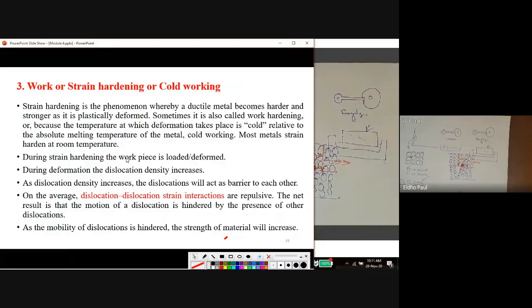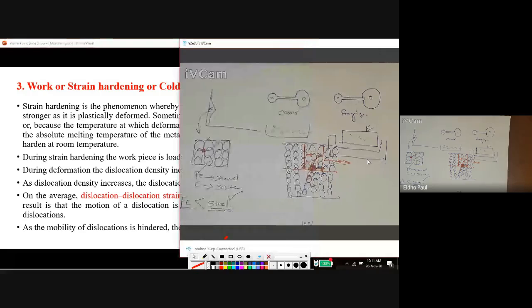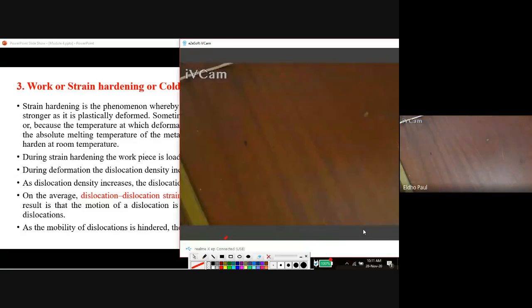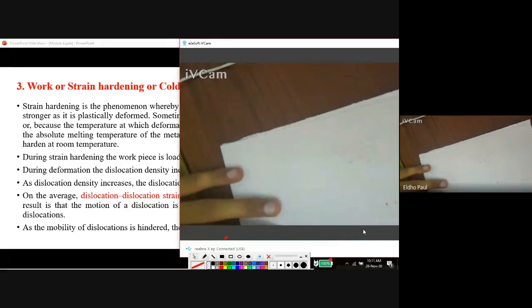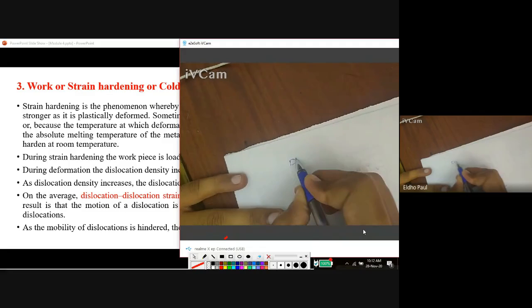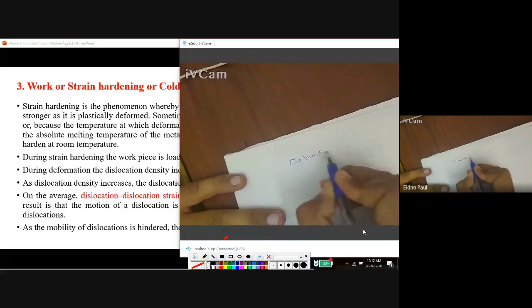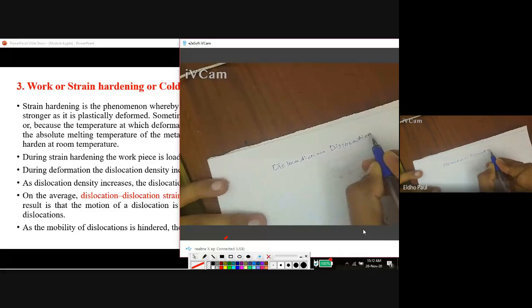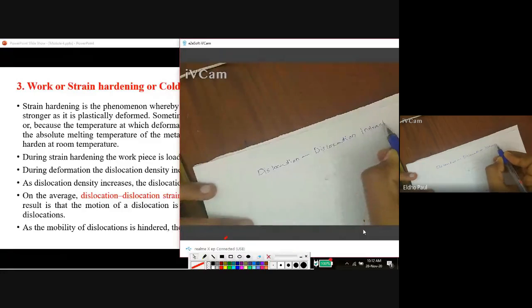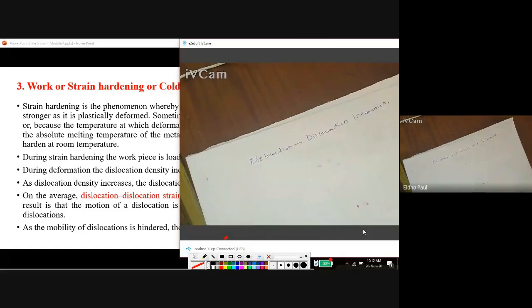And what is the reason for this strain hardening? Deformed materials have higher strength than undeformed material. What is the reason? The reason is dislocation interaction. Dislocation interaction is the reason for strain hardening.